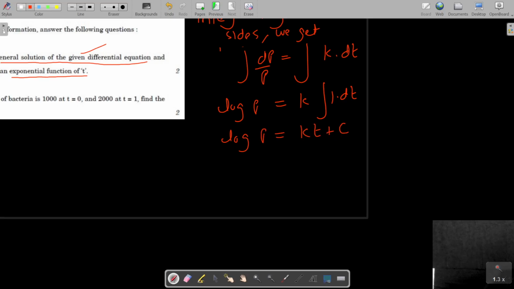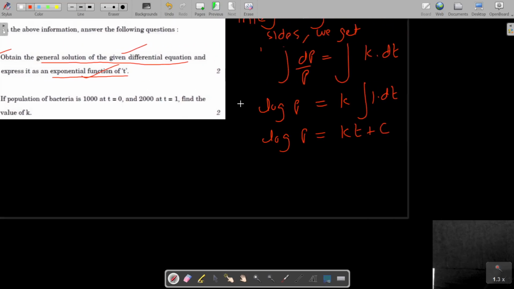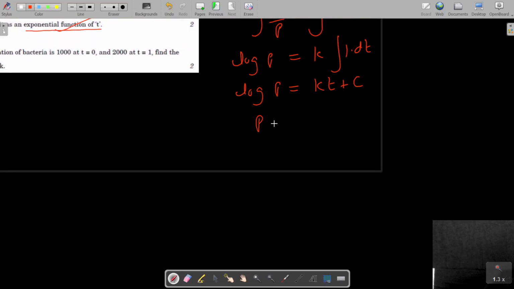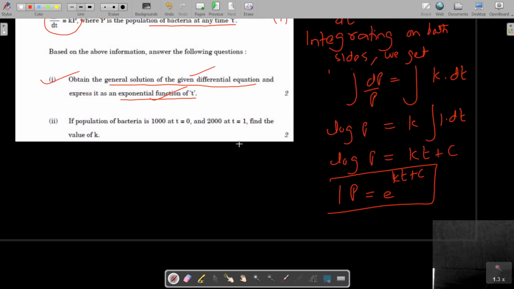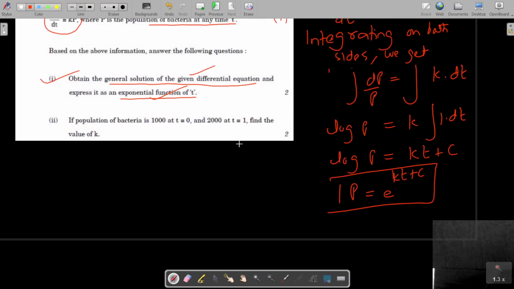So we have got log P is equal to k into t plus c, and we have to write this as an exponential function of time. So P is equal to e raised to the power kt plus c, which is the general solution of the given differential equation.